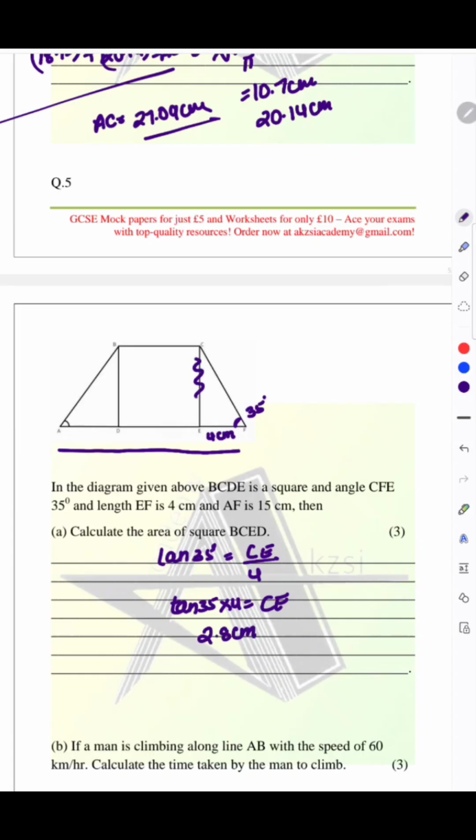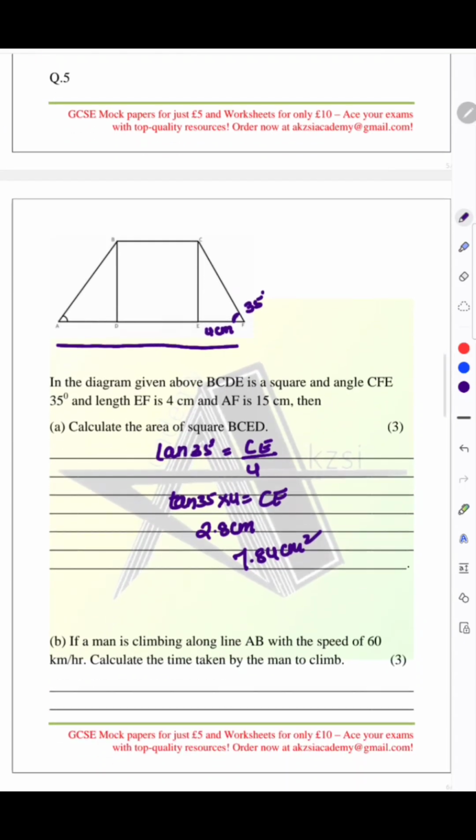And if this is 2.8 centimeters, we know that the area of a square is length times length. So 2.8 times 2.8. So the answer will be 7.84 centimeters squared. So this is the area of BCED.